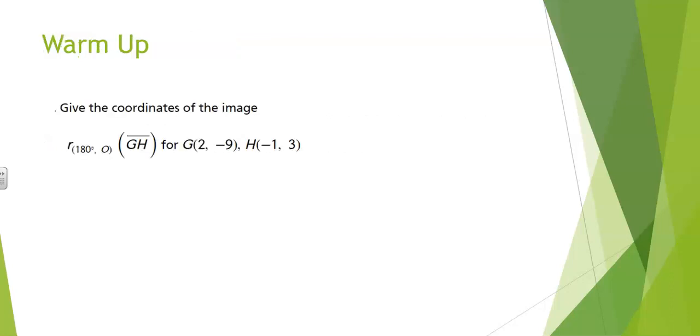For a little review, I'd like you to go ahead and figure out what the coordinates of the image are for a rotation of 180 around the origin, and GH is a line segment, and G is at 2, -9, H is at -1, 3. So if you remember, the first thing you'll need to do is figure out the rule and then apply that rule to each point.